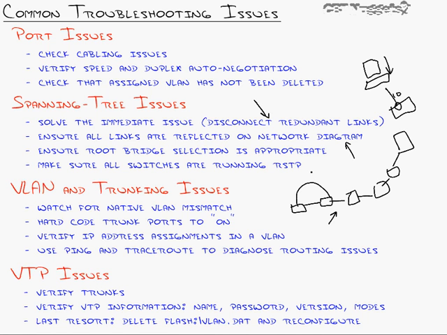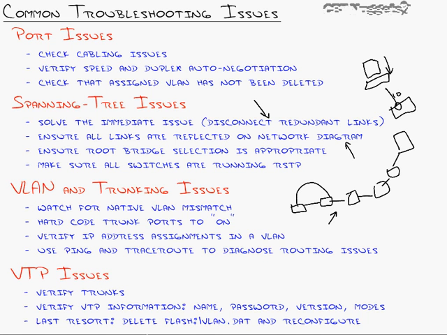All right. Ensure root bridge selection is appropriate, meaning find the core switch of your network and elect that as the root bridge. Make sure all switches are running rapid spanning tree protocol if possible, meaning if you have a fairly modern network where all the switches are newer, rapid spanning tree will recover much faster. All right, enough on spanning tree.